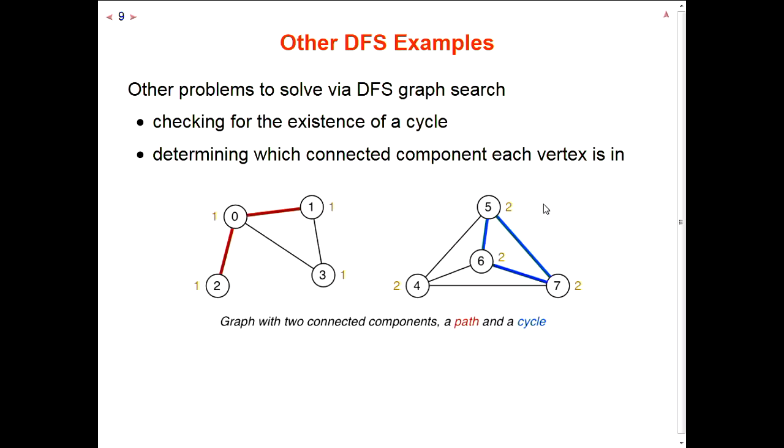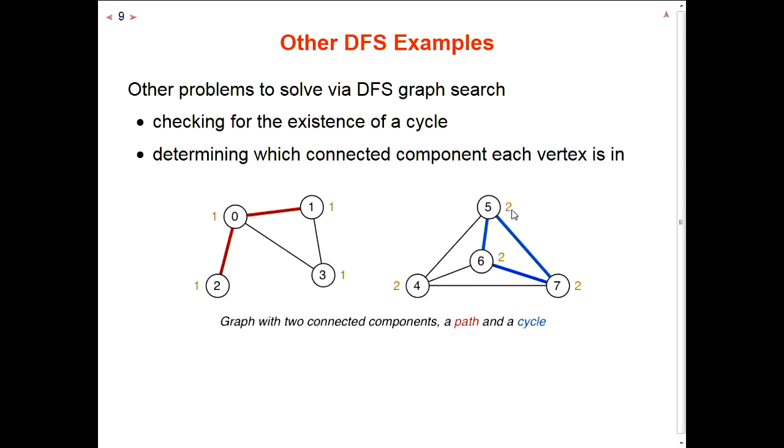In particular, you can use depth-first search to check whether a graph has a cycle or not, and determine which connected component each vertex in a graph is in. If you look at this graph as a whole, which has 8 nodes, then you can see there are 2 connected components. The vertices here are somehow connected, and the vertices here are connected. And we can determine which of these 2 connected components each vertex belongs to with the help of depth-first search.